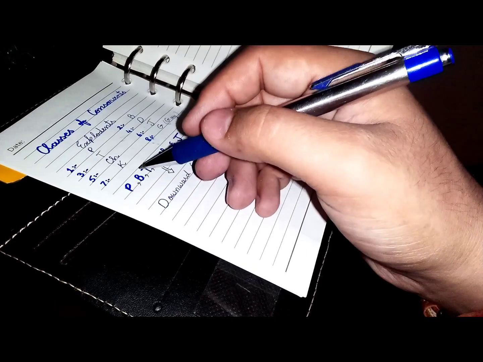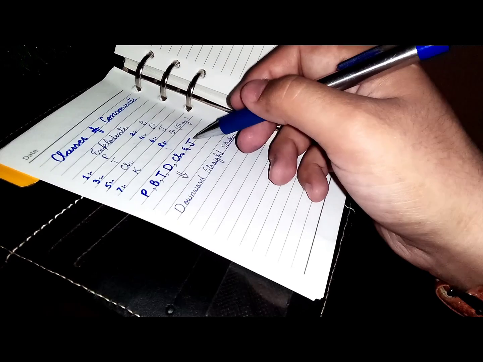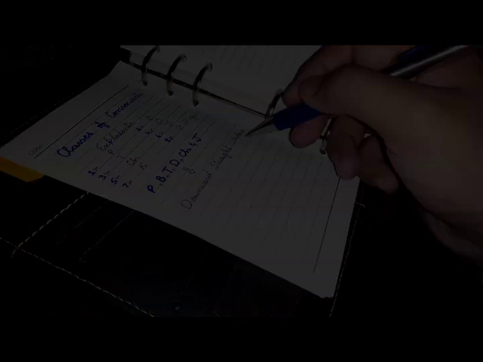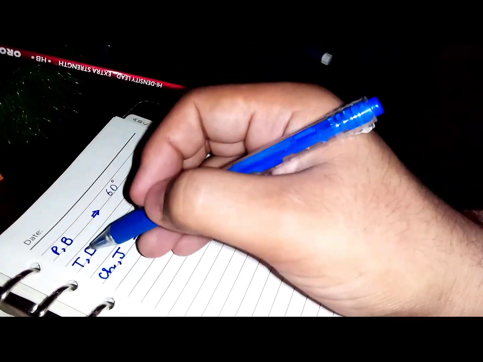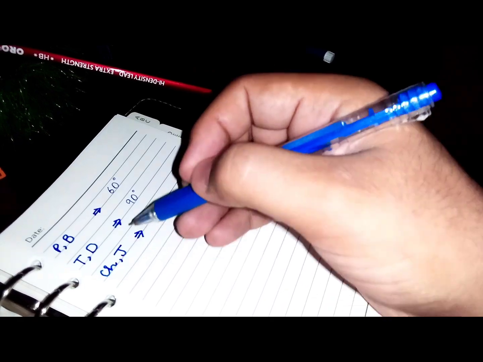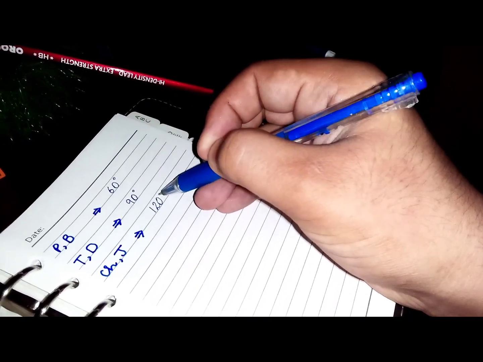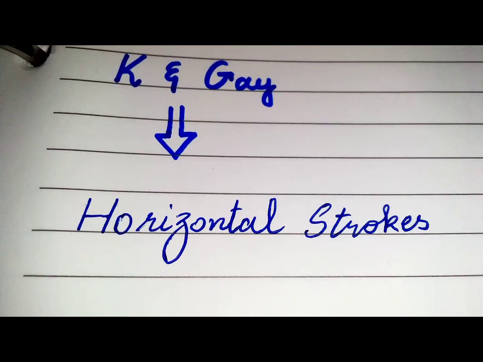Just keep in mind that these strokes, P, B, T, D, Ch, and J, are called downward straight strokes. The angle of P and B is 60 degree, the angle of T and D is 90 degree and the angle of Ch and J is 120 degree. K and Gay are horizontal strokes.